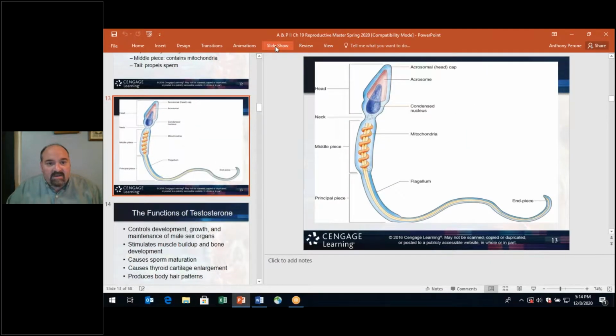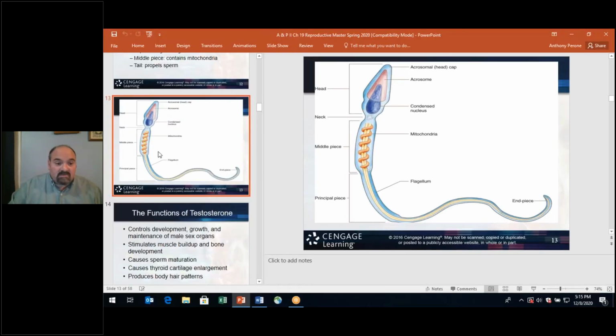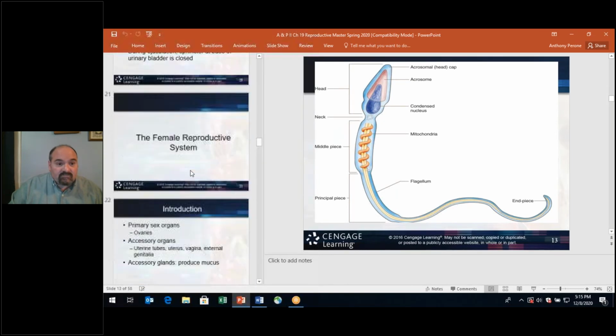Here we have an image representing the sperm. So we have here the head, the neck, the midpiece, which contains mitochondria. Understand that this flagellum, this tail, requires a lot of energy in order to do the motion it needs to travel to the ovum. And as such, mitochondria are producing ATP for that ability to function. Okay, very good.